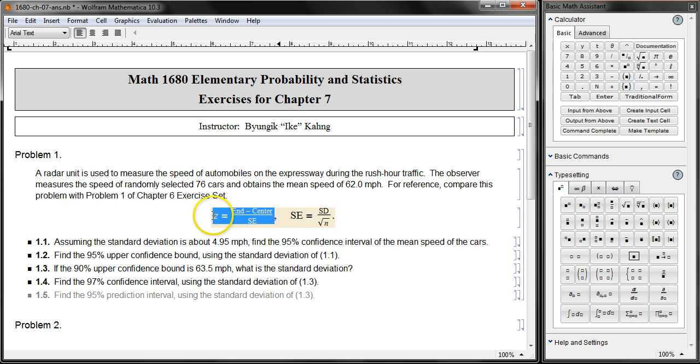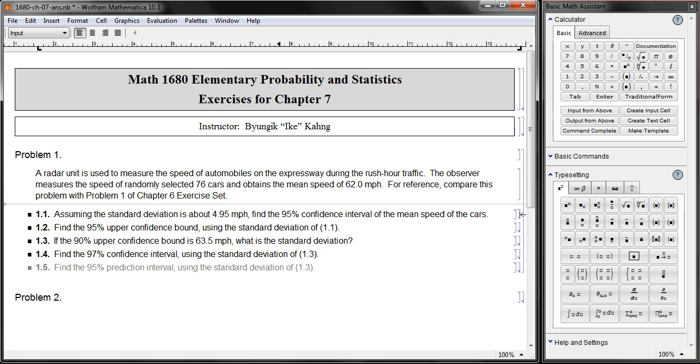This structure here in the left hand side, z equals n minus center over SE, will not change. This is formula number 1, and there are many different SE formulas based upon circumstance. Those are formula number 2. They all tie together. You're going to see many of these. In chapter 7 and early part of chapter 8, SE will be SD over square root of n, and later on we are going to see different SE formulas. But those are case by case, and in each case we find that SE and just put it into this formula here.